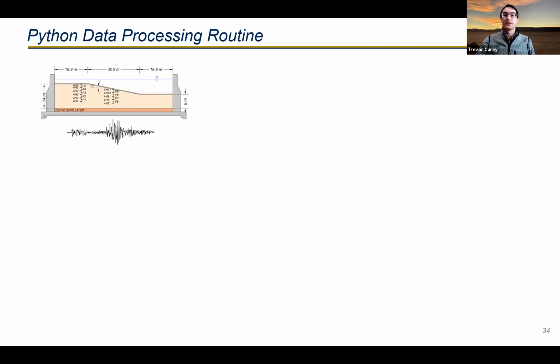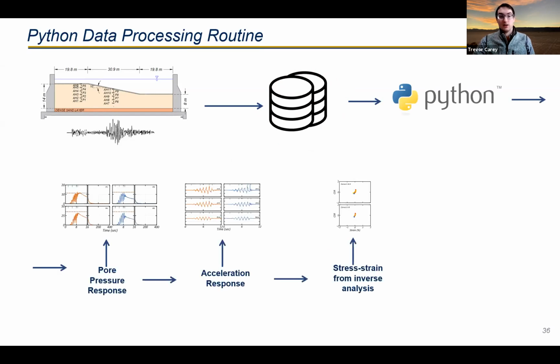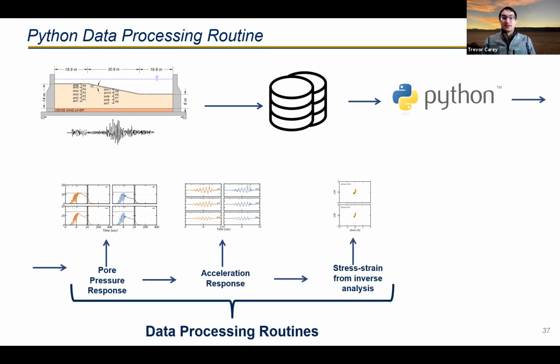So, kind of a cartoon of what this would look like on the centrifuge. We have an event where we shake a model with an earthquake motion, which I showed here on the left. That data is then collected with the DAQ. I then transfer that data to Python or Jupyter notebooks. I then use my data processing routines to generate the pore pressure response, the acceleration response, and the stress-strain behaviors from that. These outputs are then directly used to evaluate the decision tree.